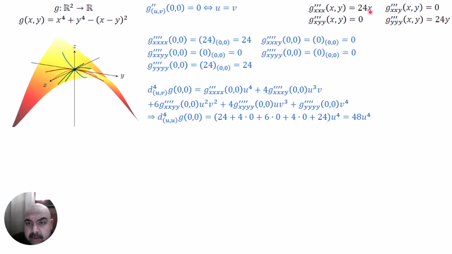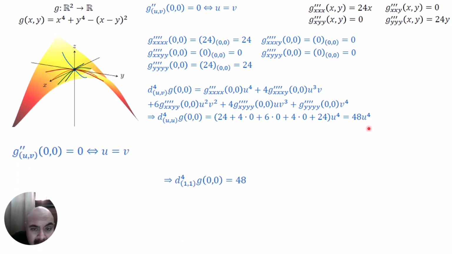I will differentiate 24x, it is going to be 24. I believe this is the last one. Those are zeros. This is going to be 24. Although we are going to the fourth derivative, the good news is a lot of these partial derivatives will vanish at the point that we are examining, as you can see. So now the fourth order derivative is 48u to the power of 4, which is 48x to the power of 4.